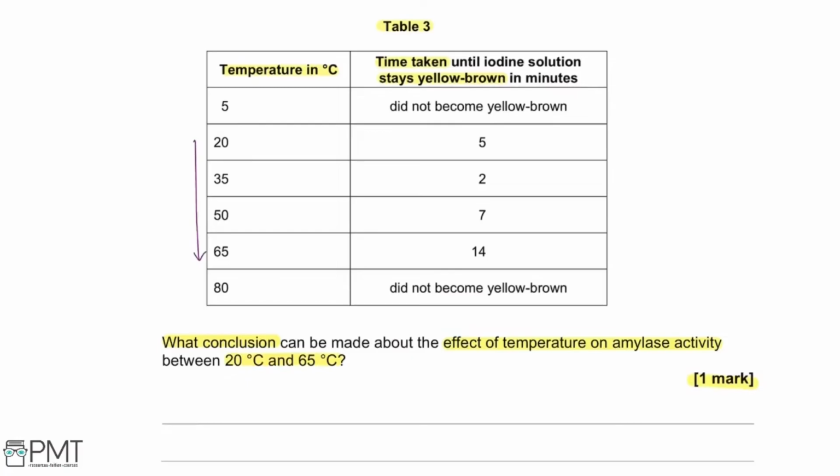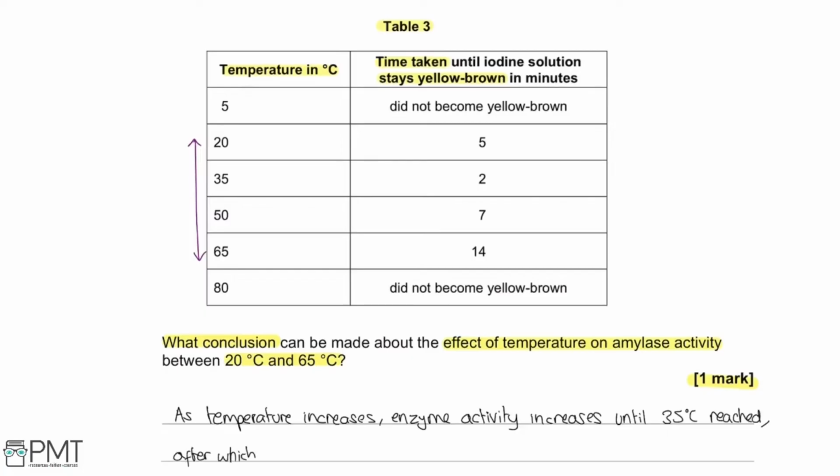Alright, so we have to look at this region right here and see if there is a trend. Between 20 and 35 degrees, the time taken decreases, which means the activity increases, the reaction happens faster. Then between 35 and 50, we get an increase, so the reaction starts to slow down. And this continues to happen between 50 and 65 degrees. So we can state that as temperature increases, enzyme activity also increases up to 35 degrees Celsius. Then after that point, activity starts to decrease, and we don't need to explain why this happens, we're just stating the effect.